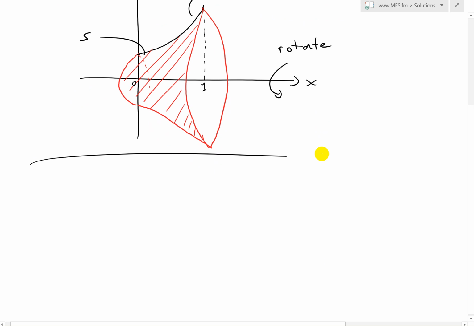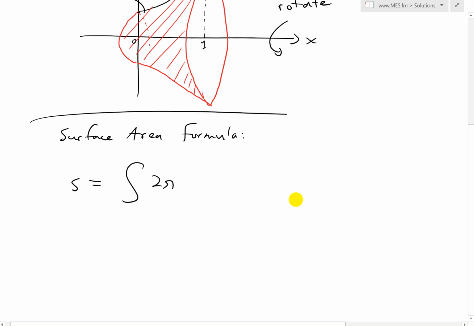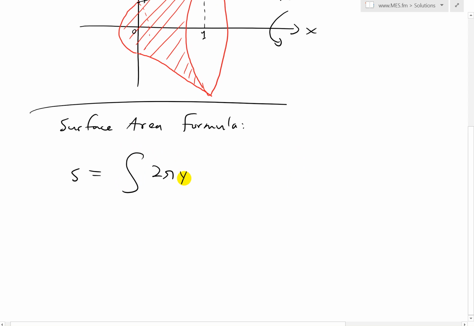Also, recall from my earlier videos the surface area formula. The surface area S is equal to the integral of 2 pi y in this case, which is the circumference, times the arc length ds. So this is the circumference, and I'll show you how this is.